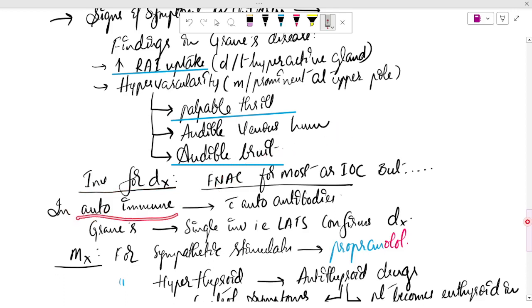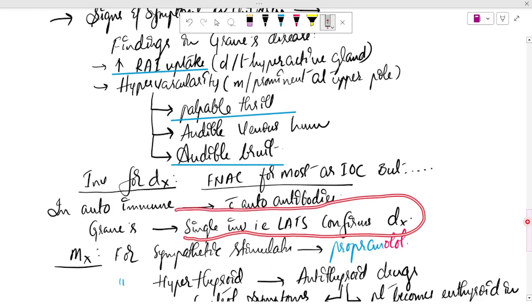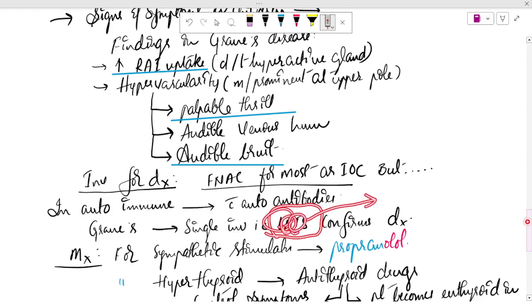Now, what will you do in this autoimmune condition? You will do autoantibodies. So, for Graves, what is the single best investigation which confirms the diagnosis? The presence of LATS antibody, long acting thyroid stimulator. That confirms the diagnosis of Graves.